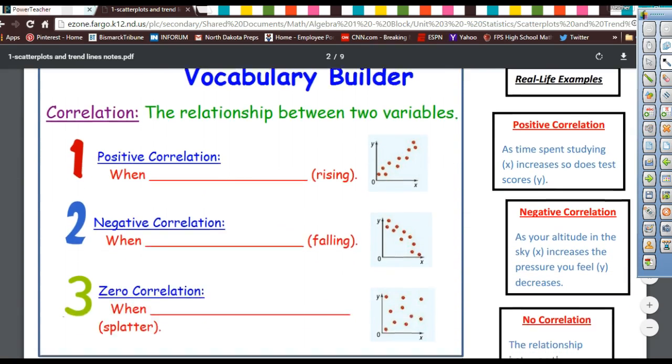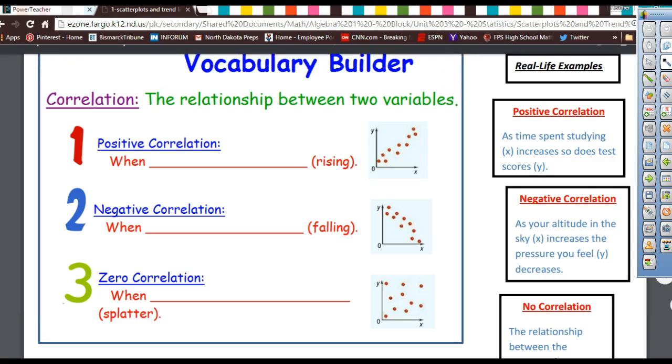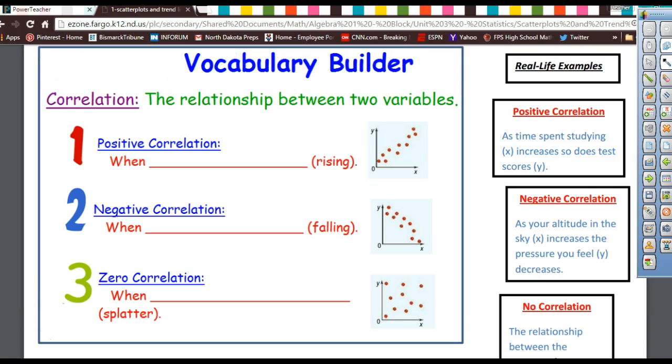All right, so there's positive correlation, negative correlation, and zero correlation. Okay, once we plot all our points and it's rising, positive correlation is when it increases.